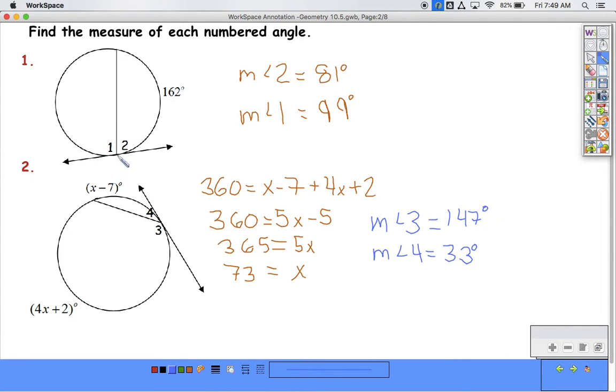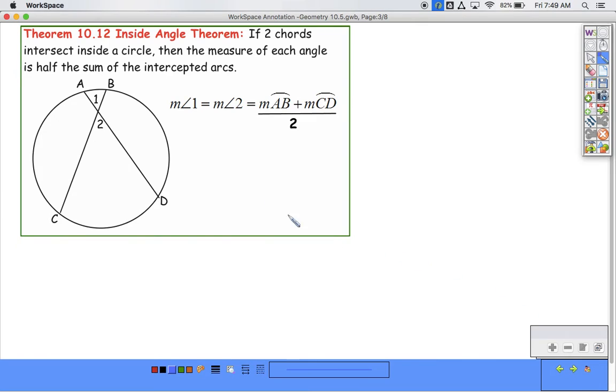So again, when you have a tangent and a chord, these two angles here, you take half the intercepted arc, just like inscribed angle theorem. Next one, we have inside angle theorem. This happens when you got two chords intersecting. Remember, a chord has endpoints on the circle. So when these two chords intersect, they obviously create four angles. But for this example, we're just going to look at angle 1 and angle 2.